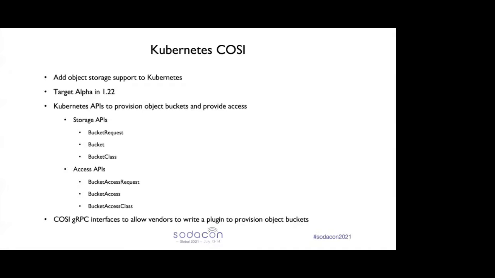COSI defines Kubernetes APIs to provision object buckets and provide access. COSI also provides gRPC interfaces so that storage vendors can write a plugin to provision object buckets on their backends. I won't go into details for COSI. I think there's another talk tomorrow about COSI. If you're interested, please attend that session. This is the end of this session. Thank you all for attending. Goodbye.